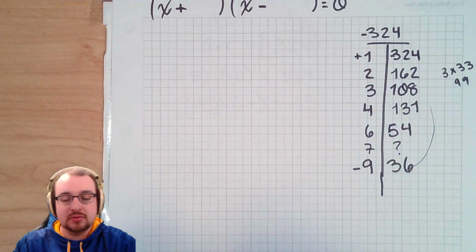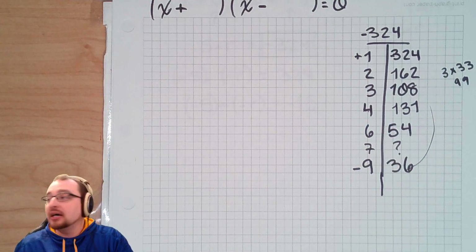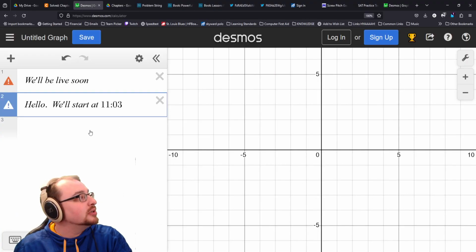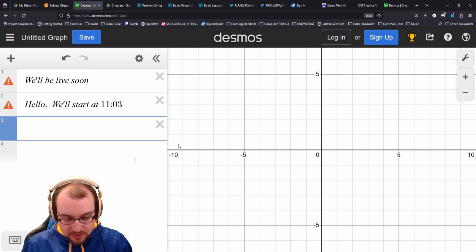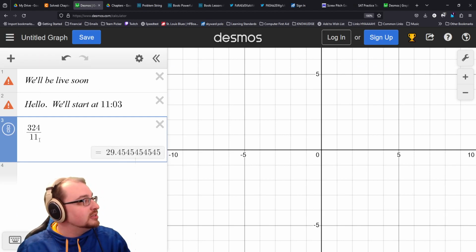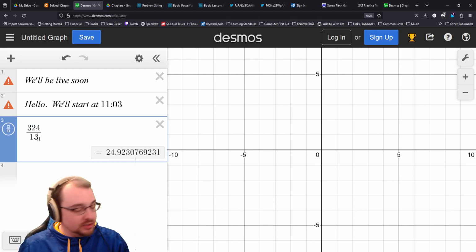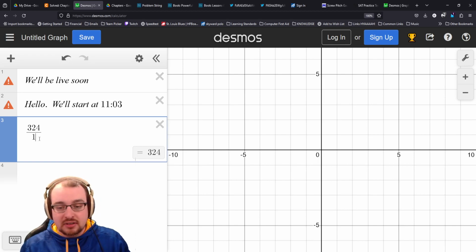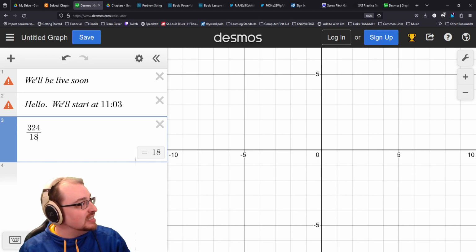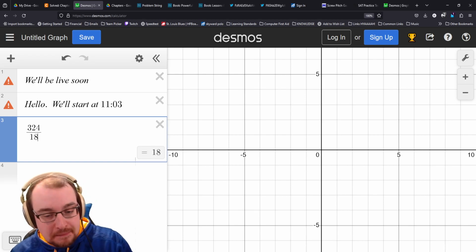11, would 11 go into 324? If you're not sure, you can get out your old trusty Desmos over here that I had up earlier when I was telling you guys hello. So 324 divided by 11. Ooh, close. Not quite. We know 12 won't work. Let's try 13. 13's a weird one. Nope, 13 won't. What about 14? It doesn't. I don't think 7 does either. 15, 16, 17, 18. There it is. So 18 times 18 we get a 0.